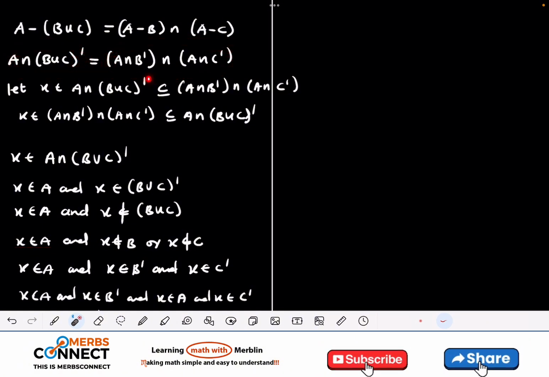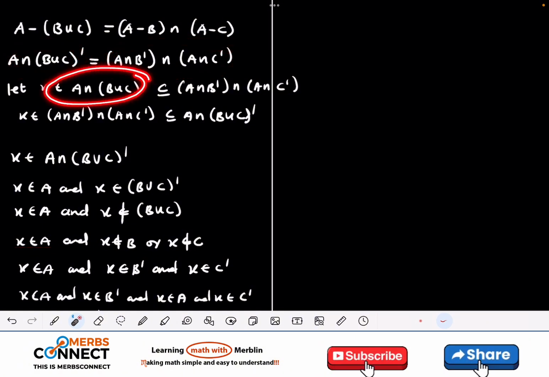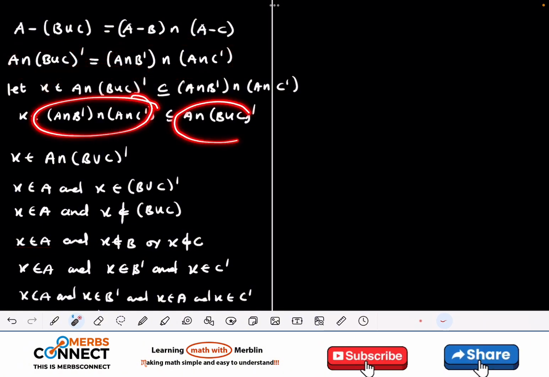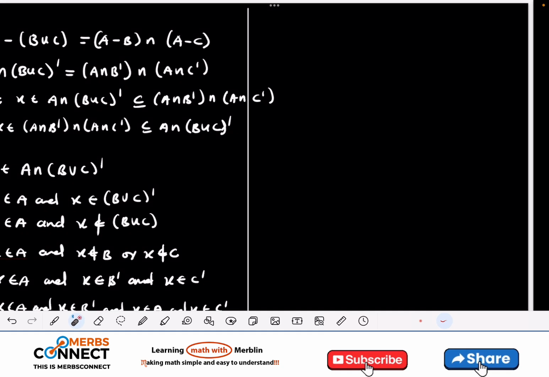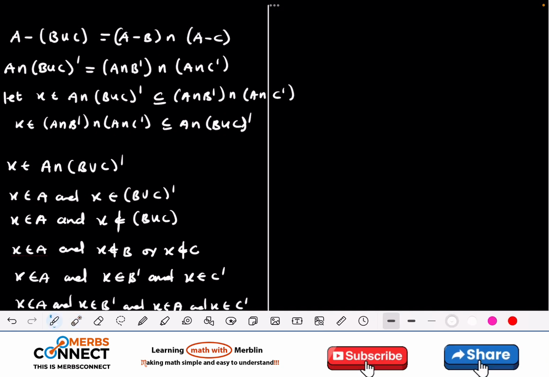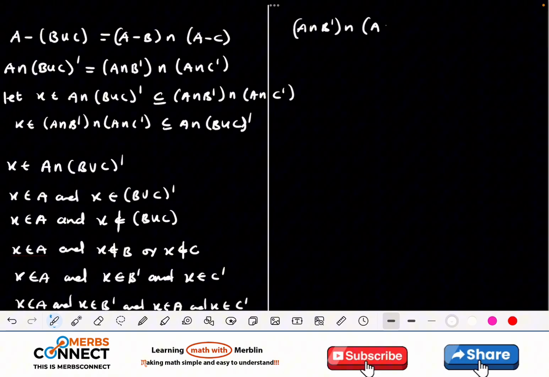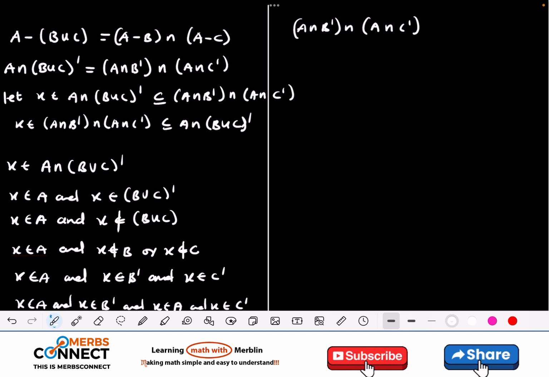Now let's move from this side to this side. Let's see how we can go about it. So I'm going to have A intersect B prime, intersect A, intersect C prime, right? Don't forget X belongs to that. So let me shift this one here small. Now X belongs to that.